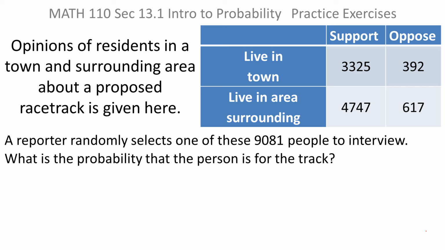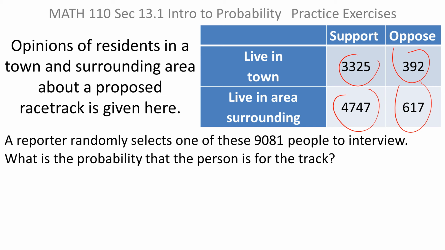Here we have a chart. It says opinions of residents in a town and surrounding area about having a racetrack is tabled here. A reporter randomly selects one of these 9,081 people. In other words, if you add up all these numbers, you get 9,081.